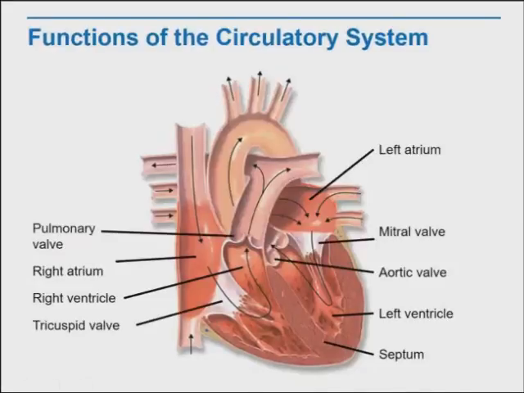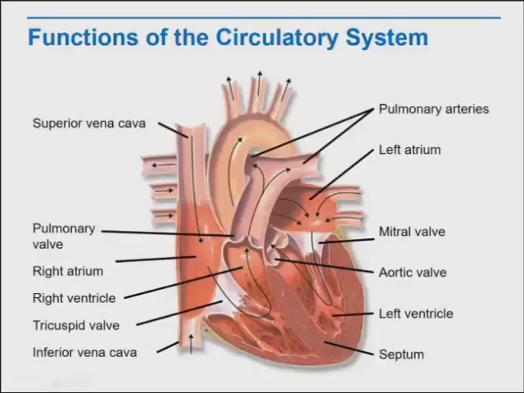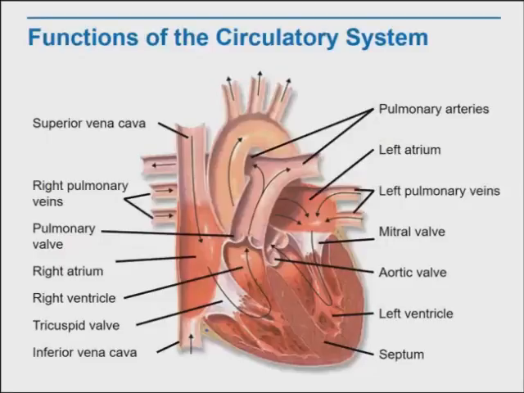Valves in the heart prevent blood from flowing in the wrong direction. The superior and inferior vena cava bring blood from the body to the heart. Blood leaves the heart through the pulmonary arteries. Once the blood is oxygenated, the blood returns from the lungs through the pulmonary veins. Finally, the oxygenated blood is sent to the rest of the body through the aorta.